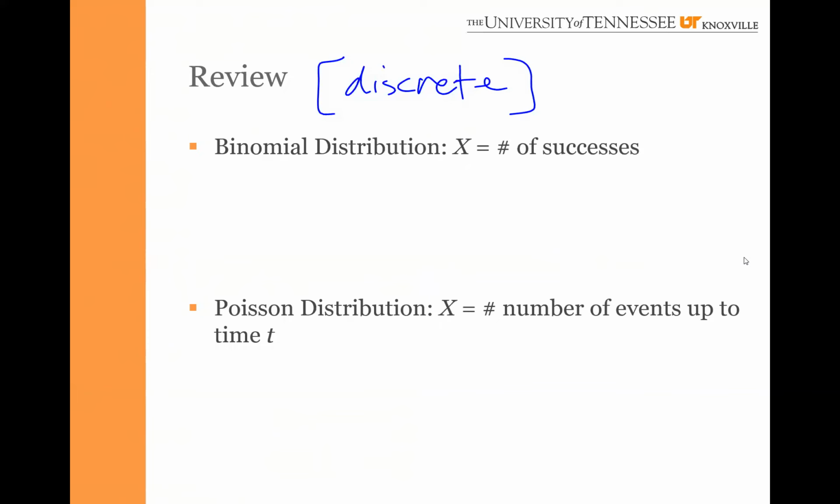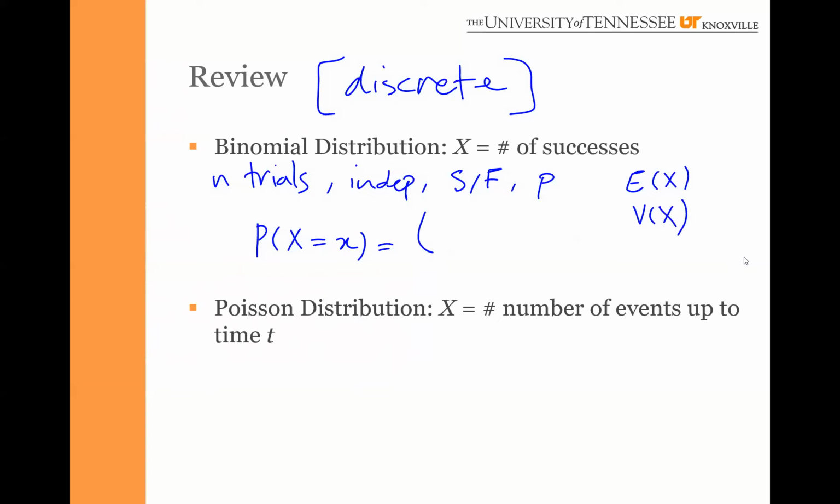Let's start from the beginning. We have n trials. They are independent of each other. Each of them can result in success or failure with a constant probability p, a fixed probability p. And then who remembers the distribution? Probability that X is equal to lowercase x. You're talking about expectation and variance; I gave you that too. I'm asking about the distribution. N choose x. What's the rest? p to the x, (1 minus p) to the n minus x. Perfect.